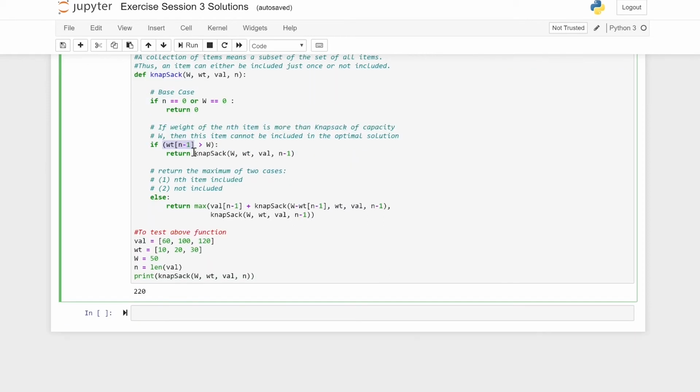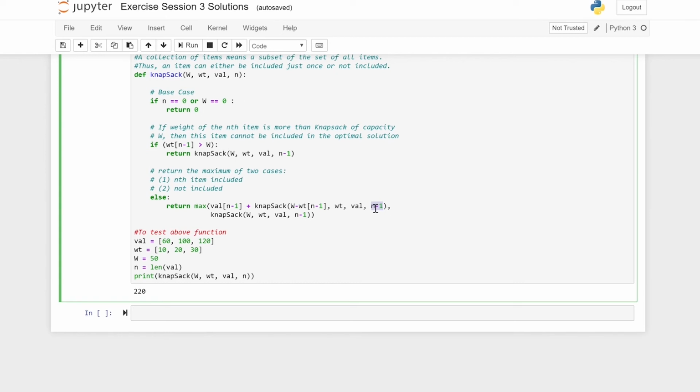The weight of the last item is less than the capacity. Then if I include this item, I'm going to earn the value here, and plus I will solve another knapsack problem. Now I have less capacity. This is the remaining capacity.